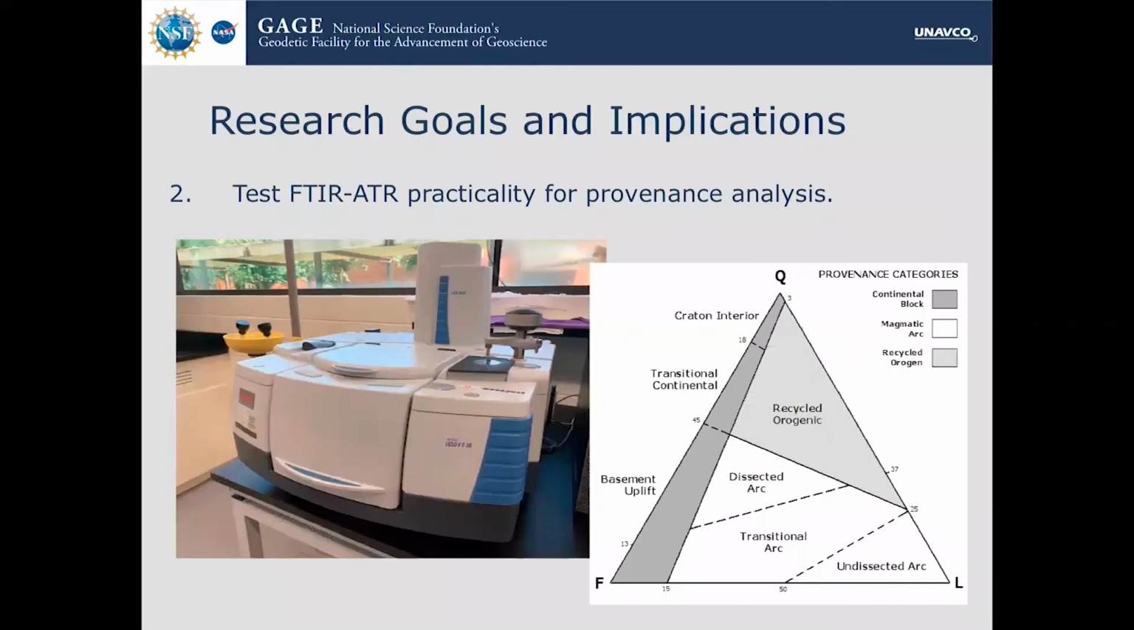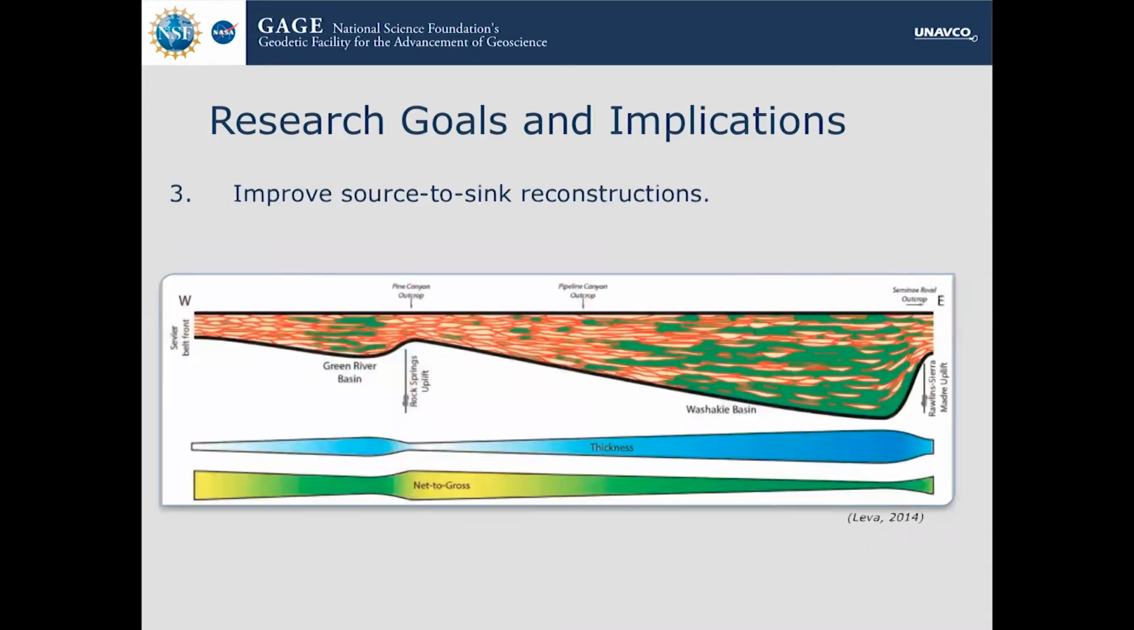All right, and I'm sorry I have to rush through because I'm spending too much time on these first ones. So this is a Nicolet iS50 FTIR-ATR spectrometer, combined with the QFL chart. This is what I wanted to use to do my provenance analysis. This is a reconstruction of sediment dispersal patterns, a proposed reconstruction in the Cordilleran Foreland Basin. One of my goals was to improve source-to-sink reconstructions, and this is one of the proposed reconstructions.